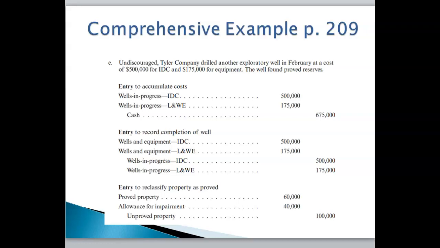When we complete the well, we're going to reclassify these amounts to wells and equipment for IDC of $500,000 and wells and equipment lease and well equipment for $175,000. We're also going to reclassify our property from our unproved property of $100,000. We have to write off the allowance for impairment of $40,000. So the amount that we're going to capitalize to the proved property is $60,000.